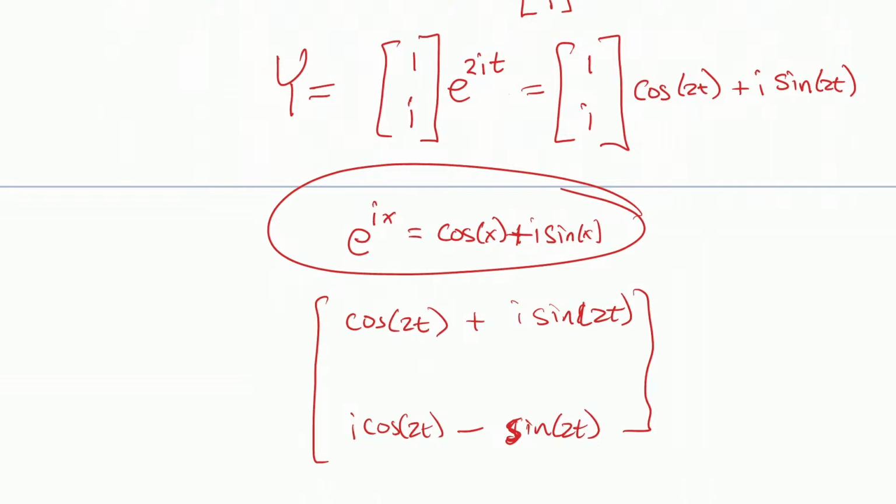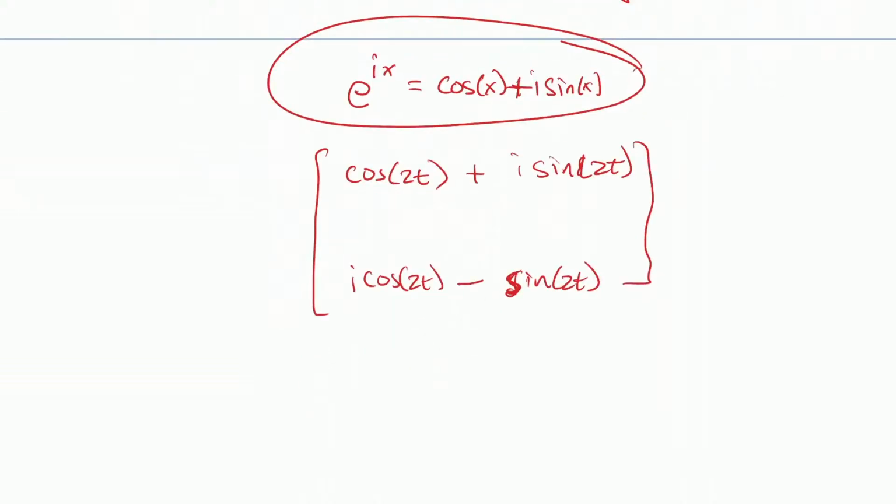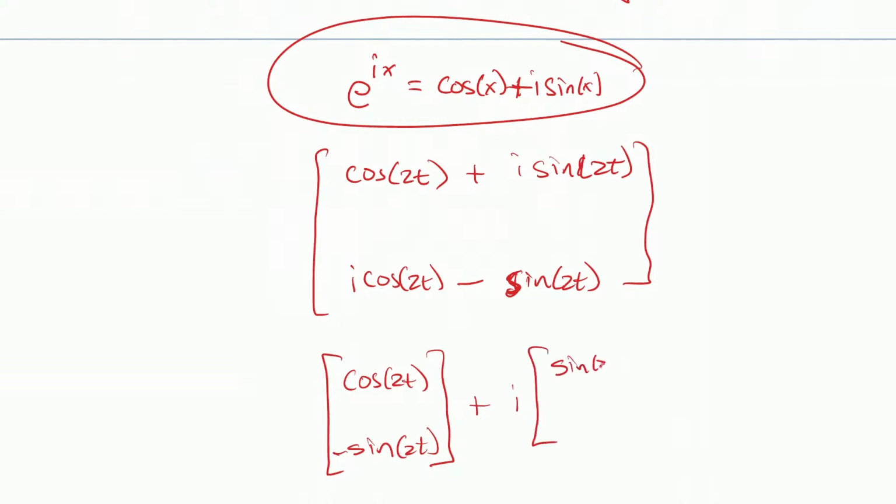And then the cool thing about this, without doing all that nasty algebra, is that you can separate this into the real part and the imaginary part. So the real part is this stuff: cosine of 2t, and sine of 2t with a negative down there. And then the imaginary part is sine of 2t, cosine of 2t. These are going to be the building blocks for your solution.